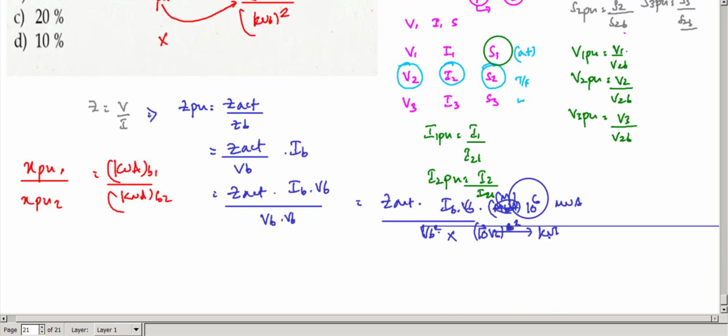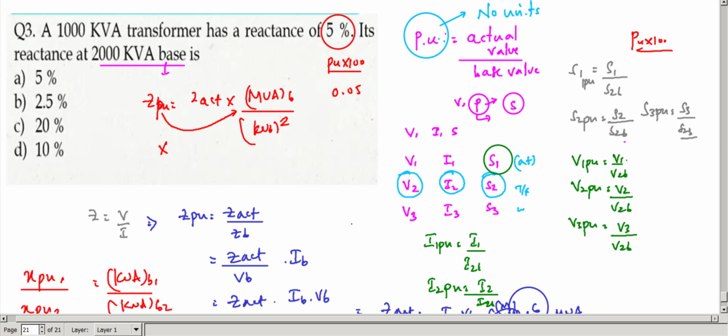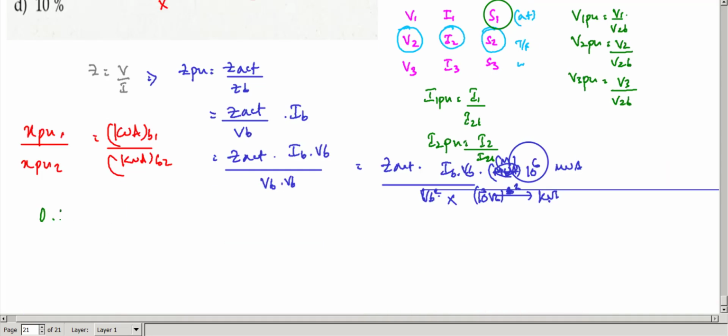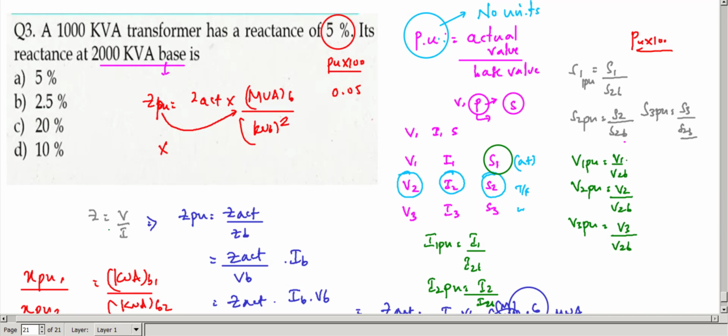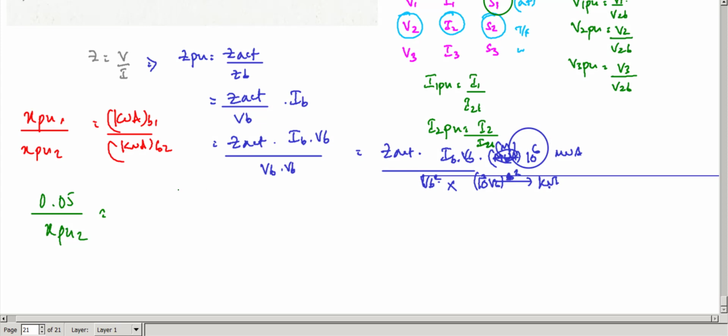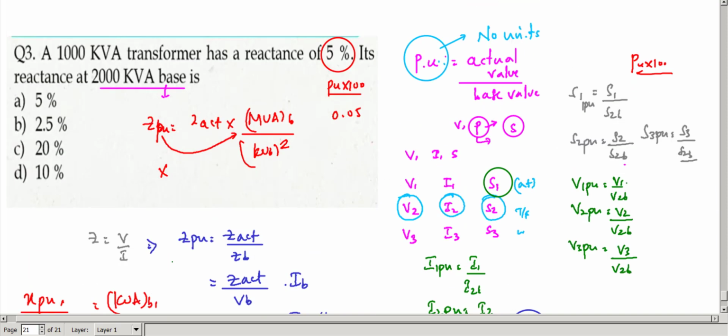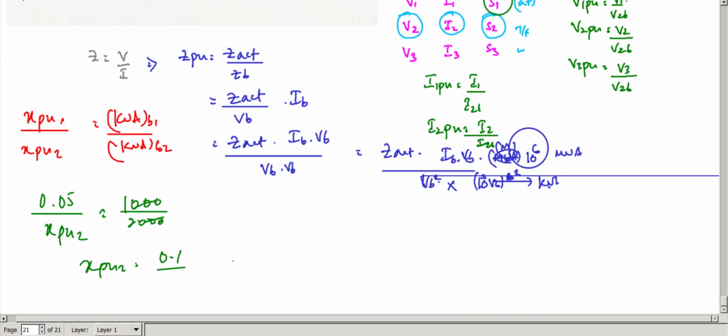So X per unit 1 is 0.05. For X per unit 2, the kVA base 1 is 1000 by 2000, so X per unit 2 is 0.1. If I want the percentage value, per unit into 100 is the percentage value. So 0.1 into 100 equals 1 by 10 into 100, that equals 10%.